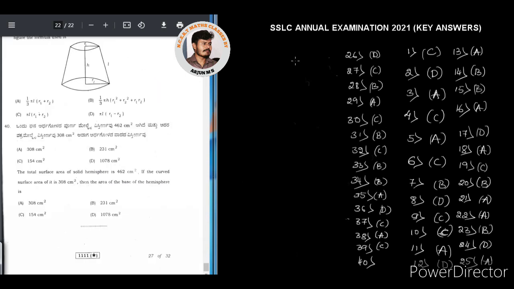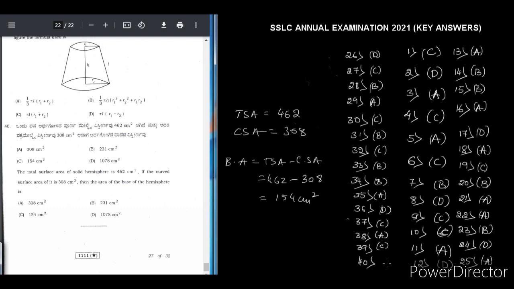Next, the last question, that is the 40th question. The total surface area of the solid hemisphere, that means 4 pi r square, is 462 centimeter square. If the curved surface area is 308 centimeter square, then the area of the base of the hemisphere is, we know that base area is equal to TSA minus CSA. So 462 minus 308 is equal to 154 centimeter square. So option C is the correct answer for the 40th question, that is 154 centimeter square.